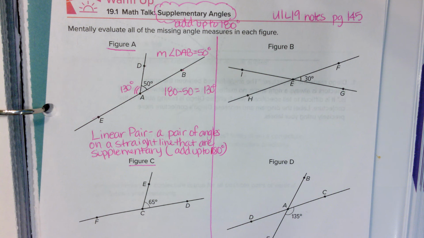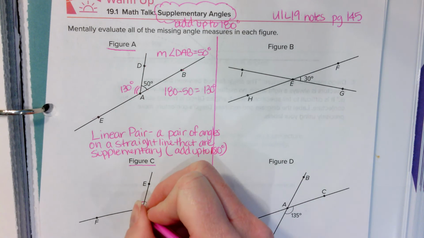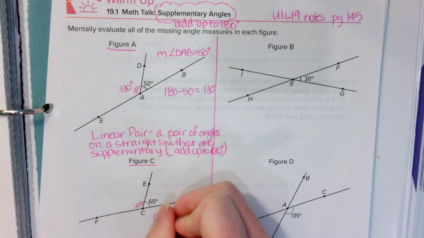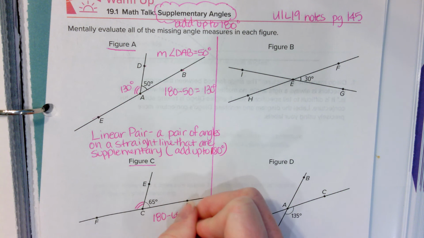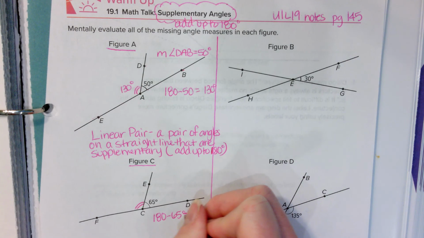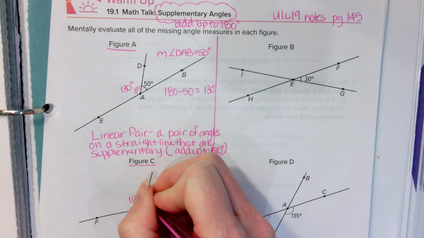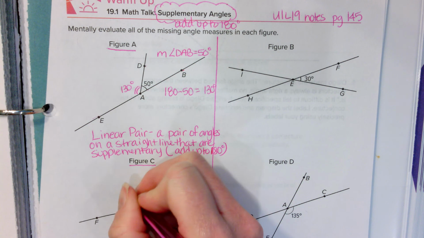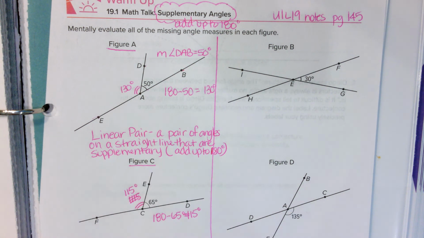So let's take a look at figure C. We know that the right side of my line is 65 degrees. So why don't you pause the video and find out the other side? And when you did that, did you get 115 degrees? So this side is 115 degrees. So now on the right side, in figures B and D, we have another type of angle I'd like to talk about today.